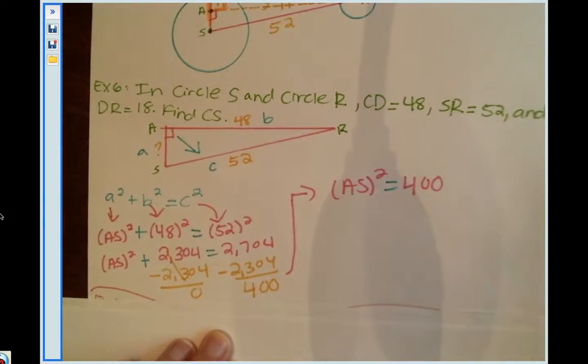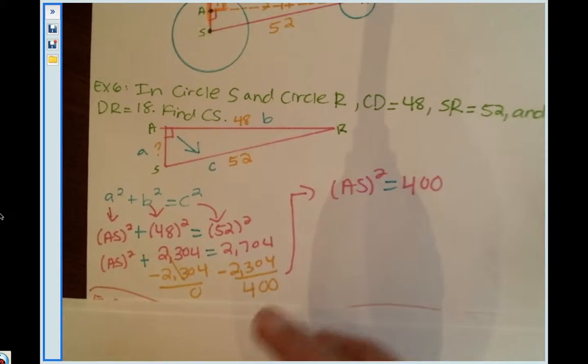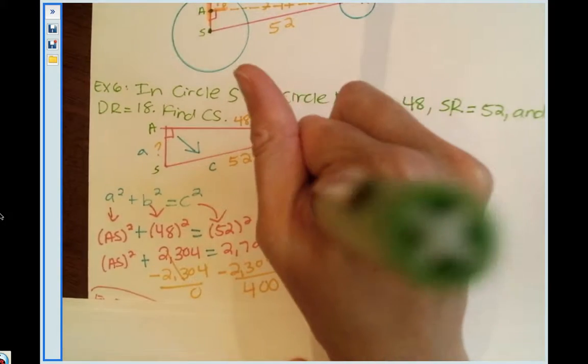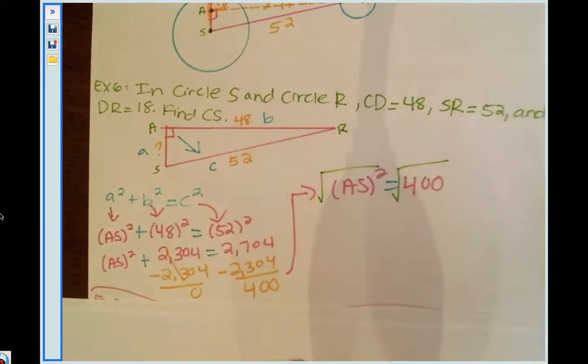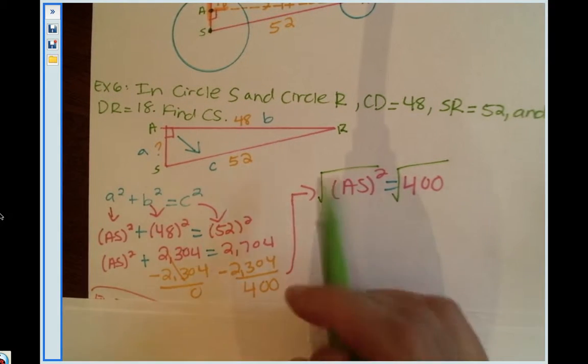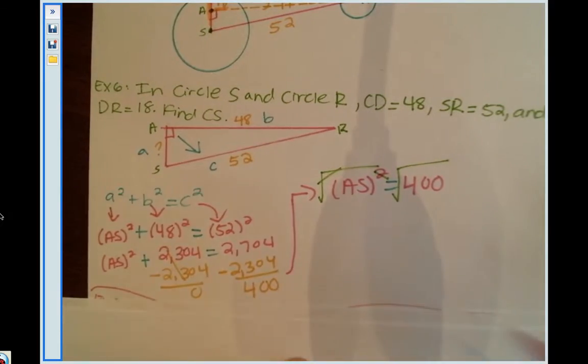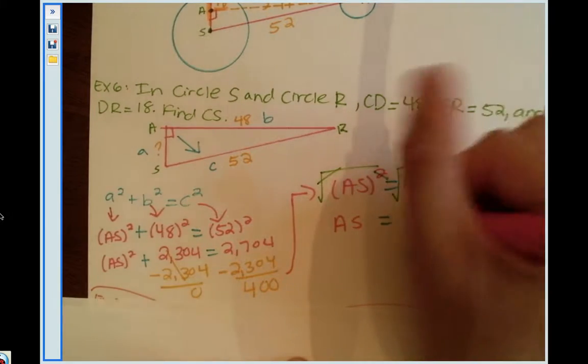Okay, guys, we're so close. How do we undo a square? What is the opposite of a square? It is a square root. You guys are so brilliant. Okay, so I'm going to square root both sides. The square root and the square will cancel each other out. So I'm left with AS equals the square root of 400, which is technically 20.